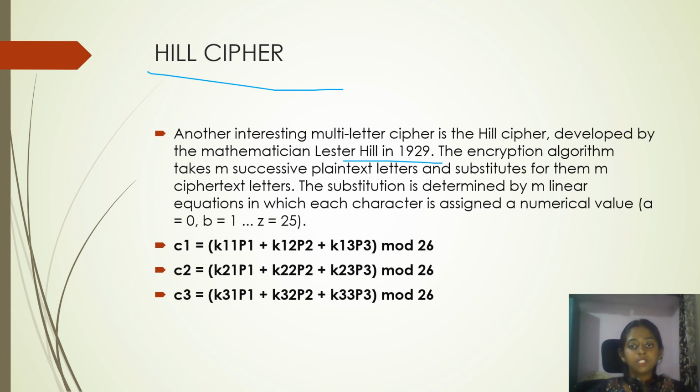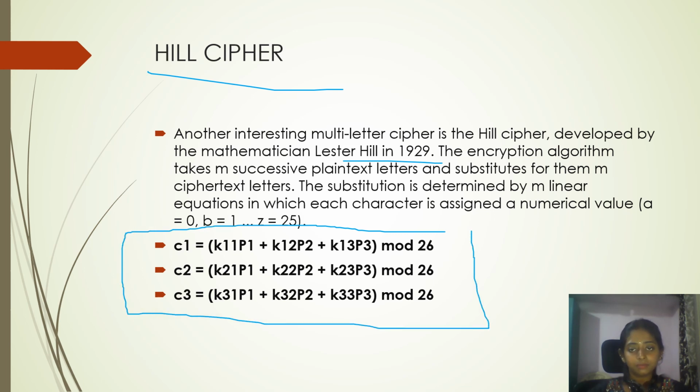So the important factor here is for us to know these three steps. C1, that is ciphertext 1, equals K11 P1 plus K12 into P2 plus K13 into P3, a whole mod 26. What is generally done here is we take a 3 cross 3 matrix. So when we take a 3 cross 3 matrix, we will be generating this.